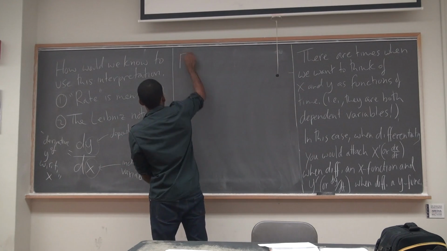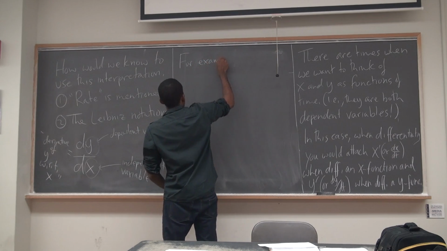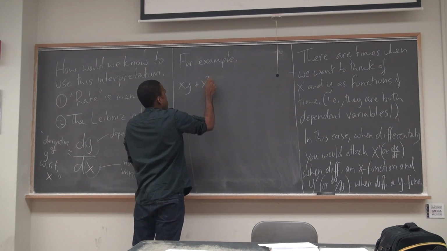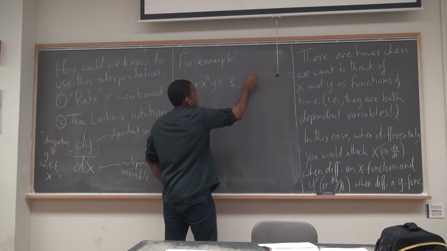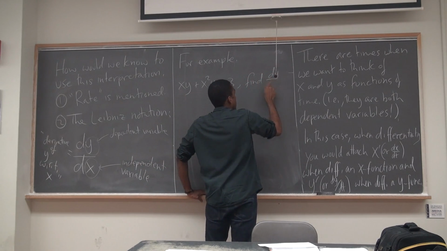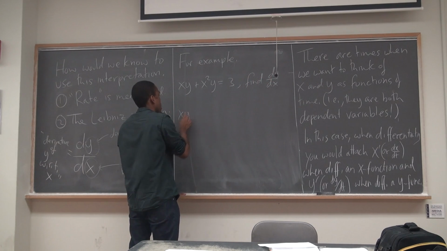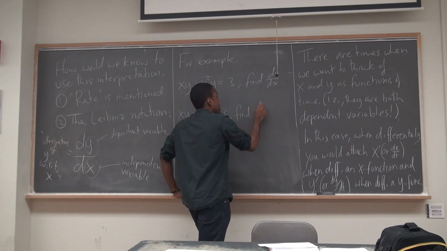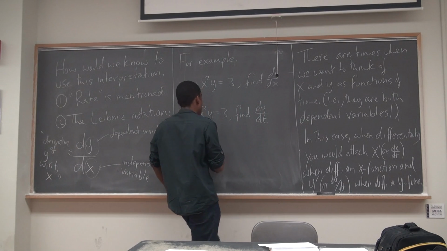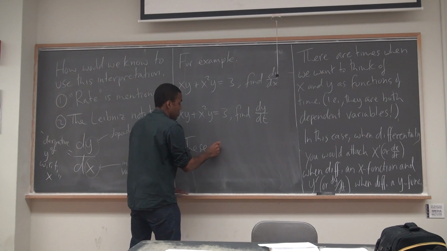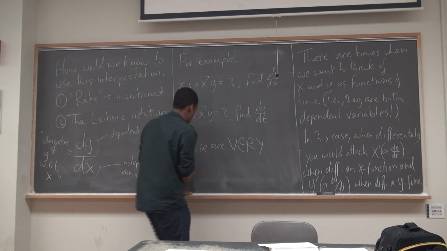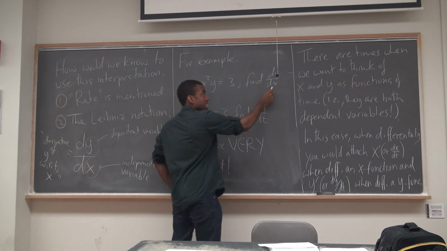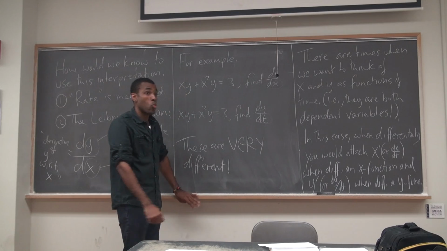So, for example, if I say something like xy plus x squared y equals 3, and then I say find dy dx, and then I say xy plus x squared y equals 3 and find dy dt, these are very different. The fact that there's an x here and there's a t here makes a world of difference.